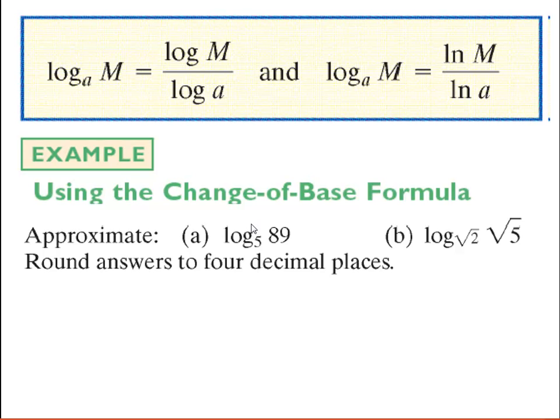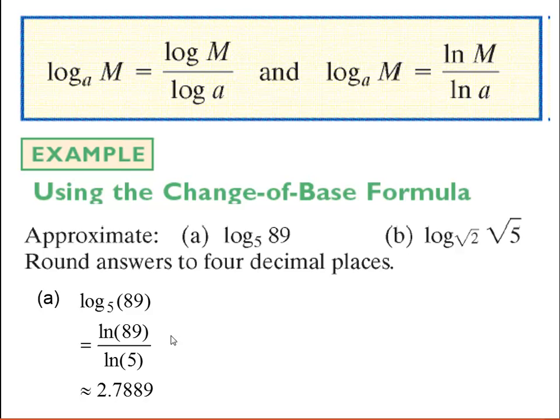So again, I could choose base 10 or I could choose base e. I can choose log base 10 or log base e. Both are going to give me the same answer. So in this example, what I picked was log base e. So if I do ln of 89 divided by ln of 5 and plug that in my calculator, I'm going to get about 2.7889.